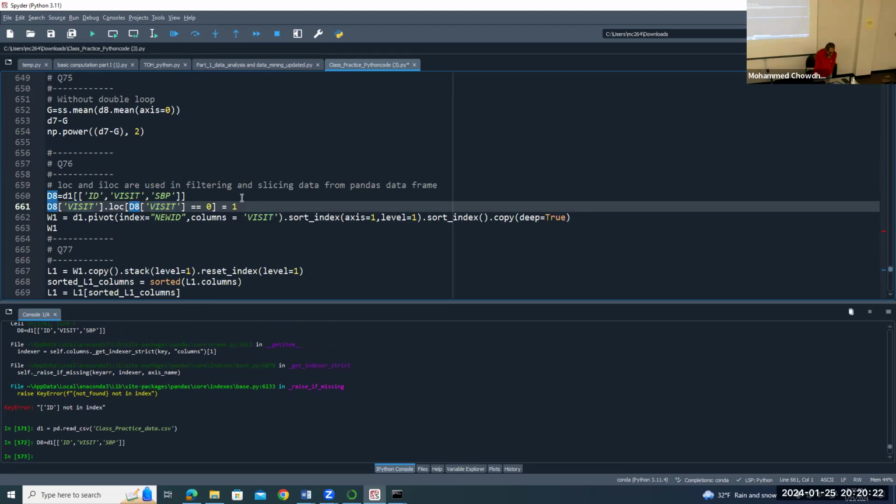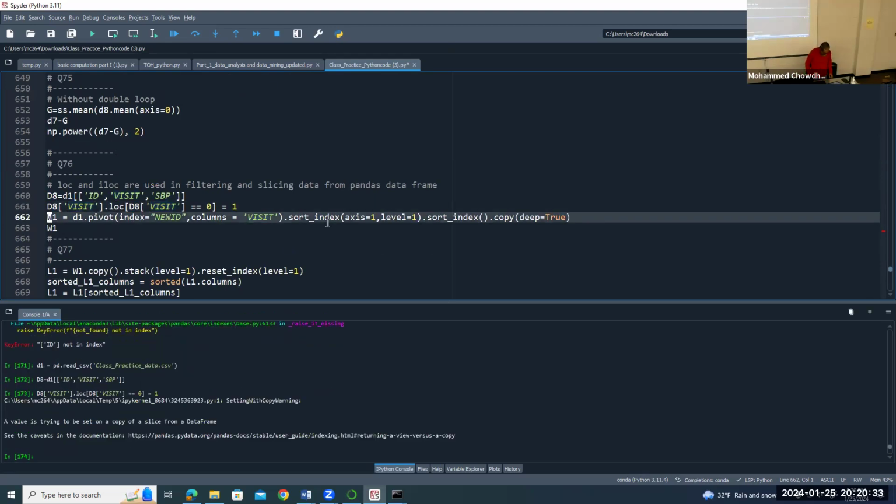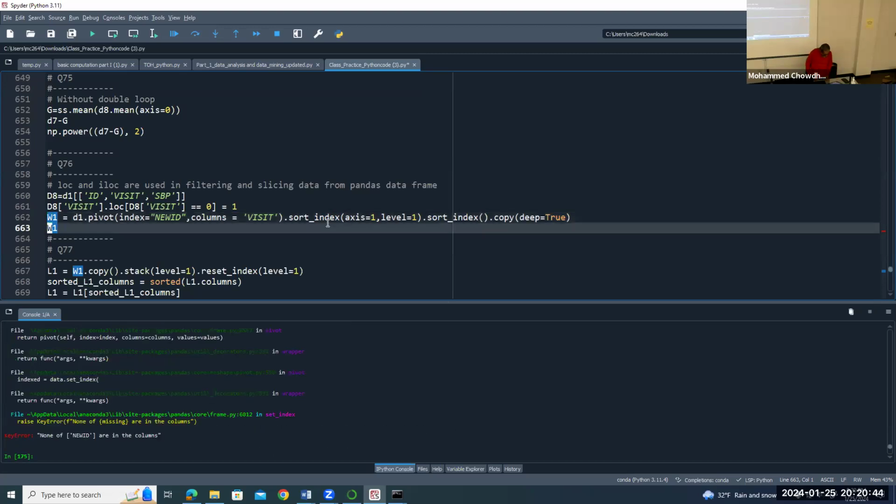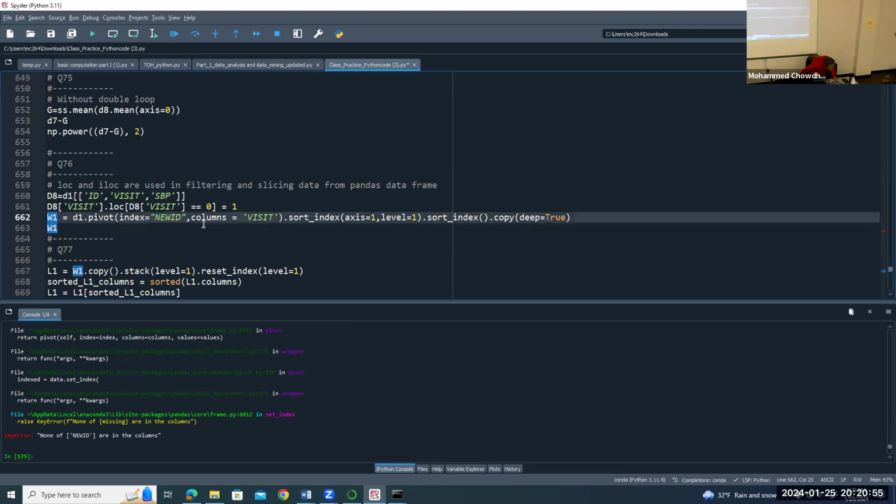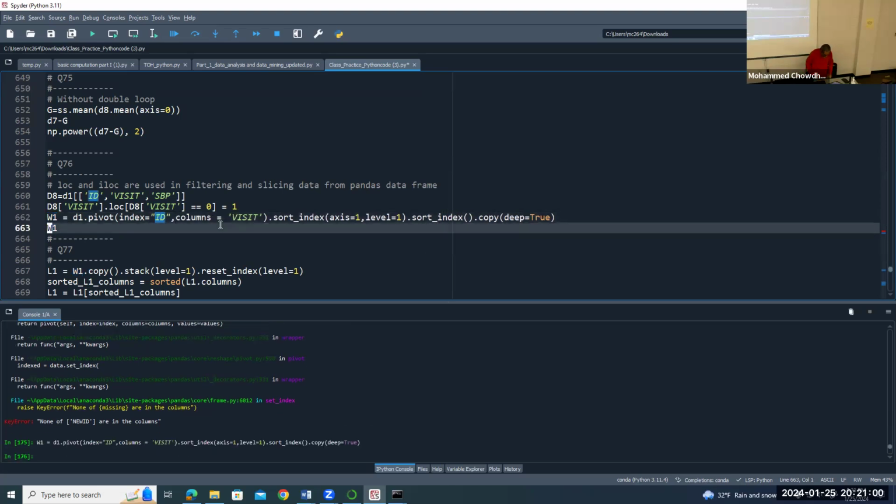So from the D1 data, I took ID, visit, and SBP. The visit that was 0, I want to rename as visit 1, and then I transfer it from long format. In order to do that, I think I need to run some package. New ID is not found, they are saying. Okay, now it will run. If I run this, now it is running.